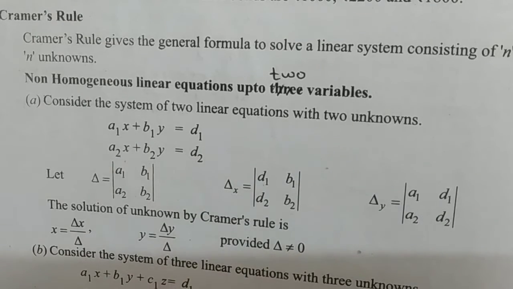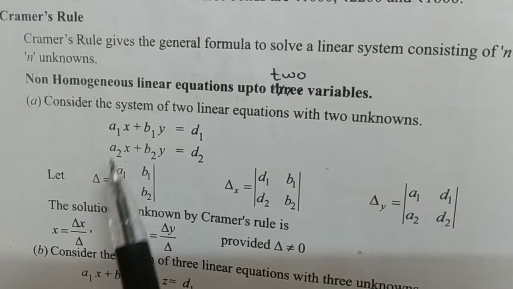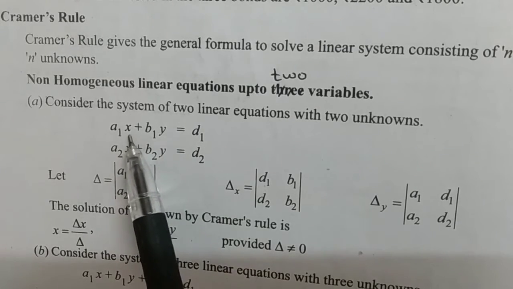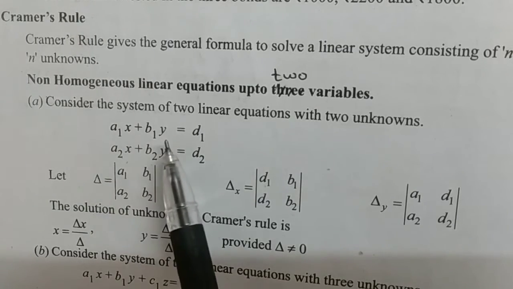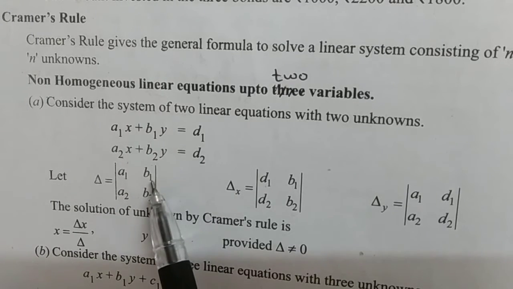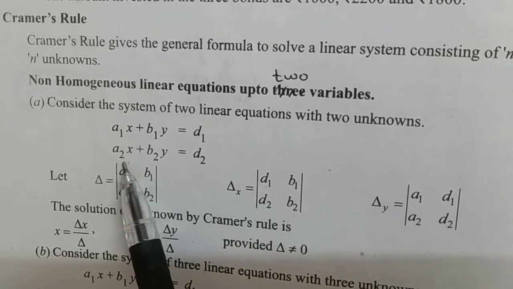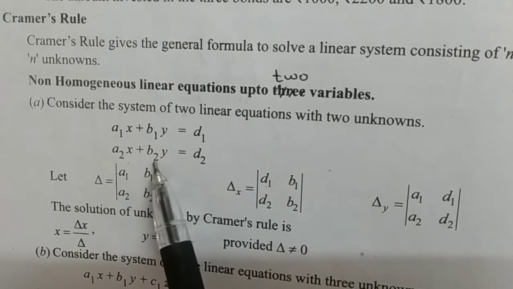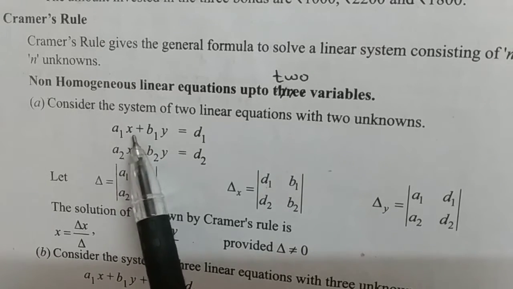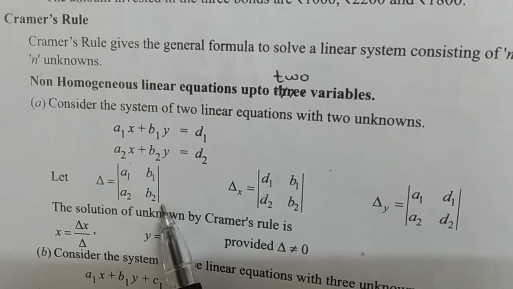From these, we find the value of delta. How to find the value of delta? Delta is formed from the coefficients of x and y. The coefficient of x is a1, and the coefficient of y is b1. Next, the coefficient of x is a2 and the coefficient of y is b2. So delta equals the determinant of coefficients of x and y: a1 b1 and a2 b2.